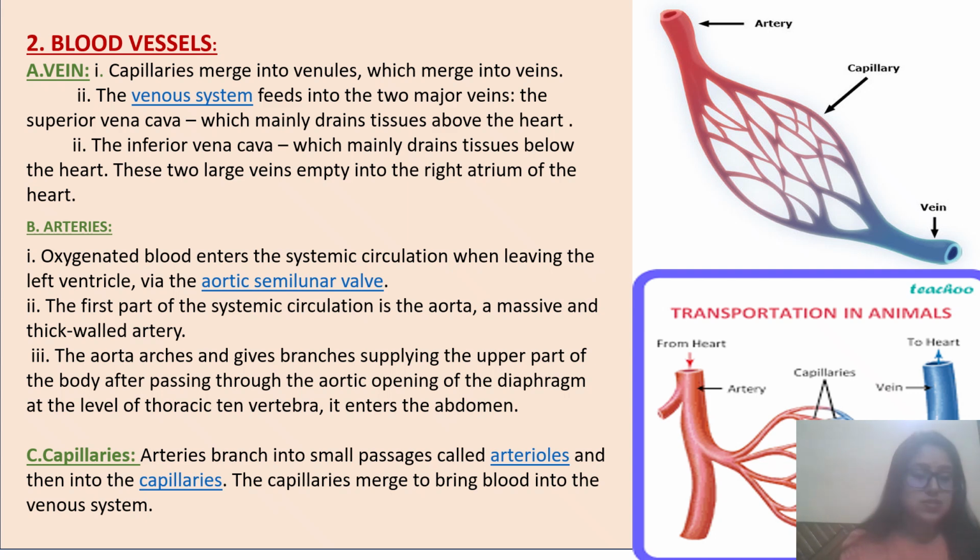Next, capillaries. Arteries branch into small passages called arterioles and then into the capillaries. The capillaries merge to bring blood into the venous system.